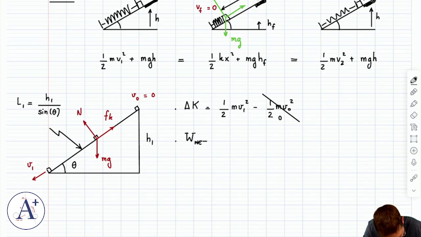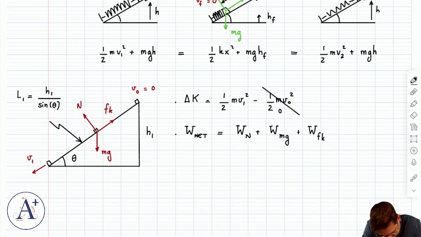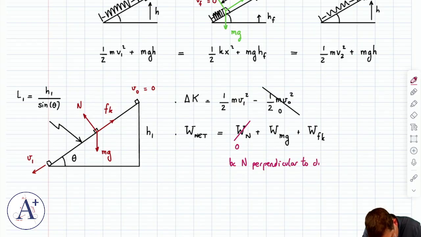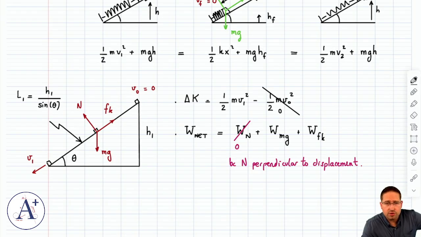What's the net work done by the different forces? Well, it's work of normal plus work of mg plus work of fk. Work done by the normal force, hopefully we agree, is 0 because n is perpendicular to the displacement. Right, displacement is L1. Okay, so normal force doesn't do any work.